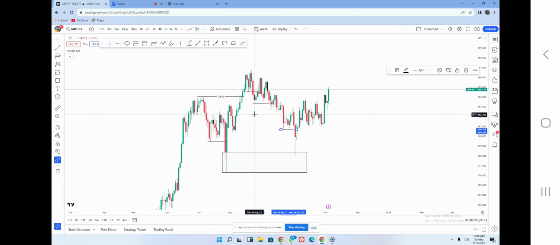So now we said the swing is bullish, but the swing.